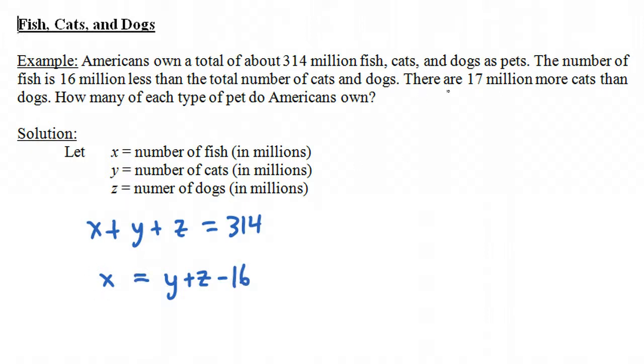Okay, the last piece of information is that there are 17 million more cats than dogs. So if y is the number of cats and z is the number of dogs, the number of cats will equal the number of dogs plus 17.